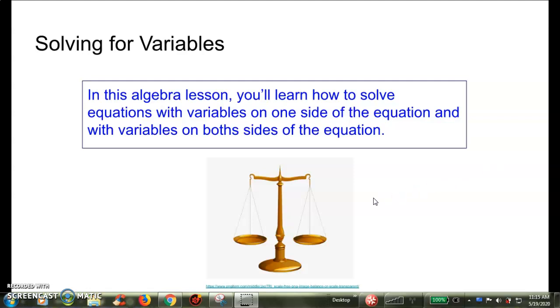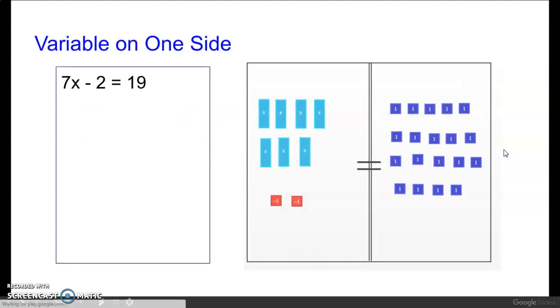You can see I've included a picture of a scale here, and the scale is balanced. I'm going to be referring to the idea of a scale and keeping a scale balanced throughout this video, so that's why I included it there. I think about it as balanced, and we're balancing equations. It's all about keeping things equal.